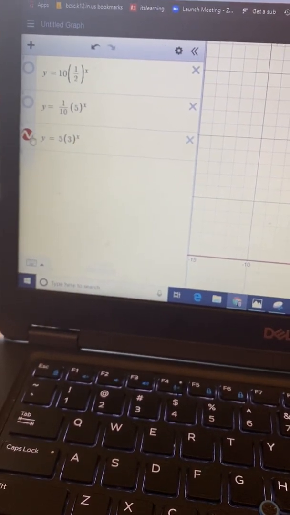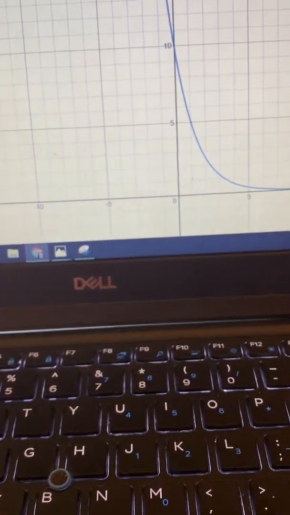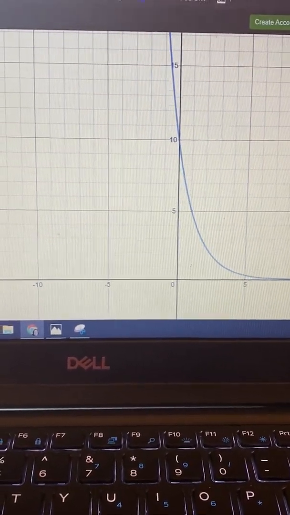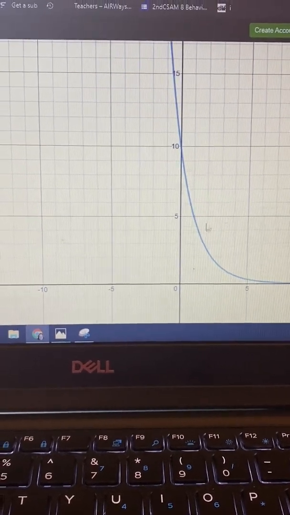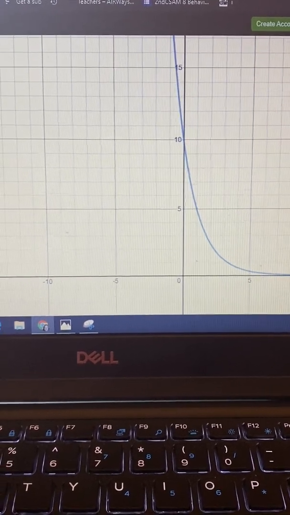And then the next one was 10 times 1/2 to the x power. So we knew this one would be decreasing because the multiplier is less than 1. And so again, it's beginning at 10, and then 5, and then 2.5. And so it's the same graph.